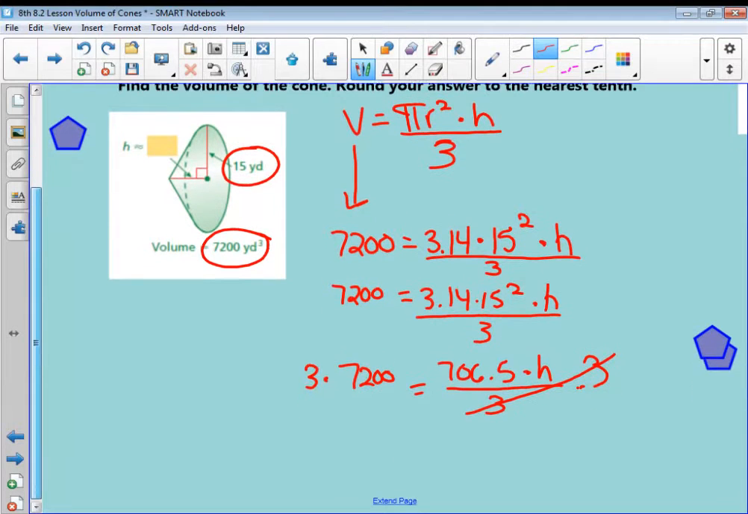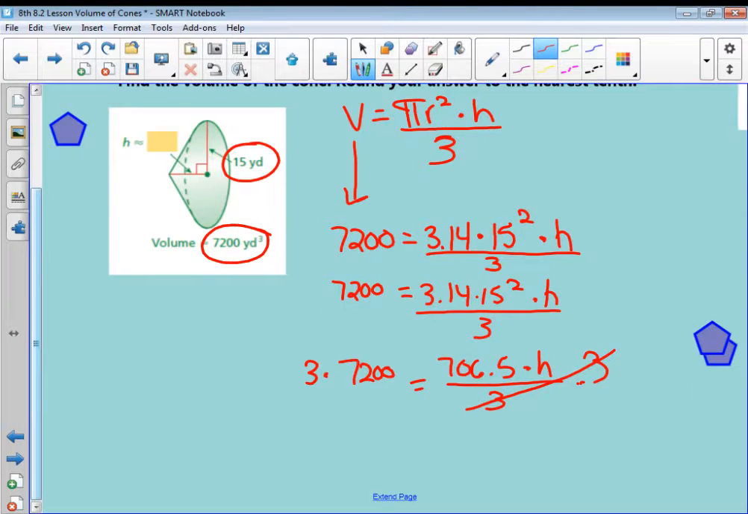That's kind of the tricky part of this one, because there's that divided by 3. Instead of taking it times a third, I can just think the opposite of a third is actually 3. So 7,200 times 3 gives me 21,600 equals 706.5 times my height. Now to get h all by itself, I would divide by 706.5, and that's going to tell me my height. So 21,600 divided by 706.5 gives me 30.57.